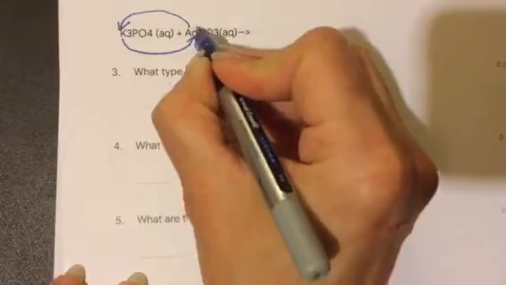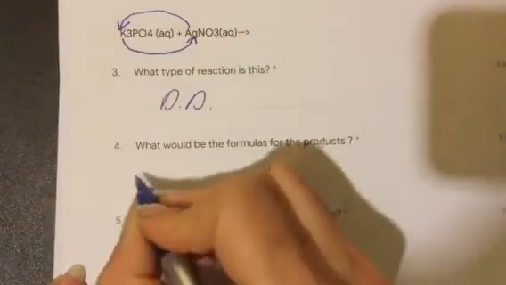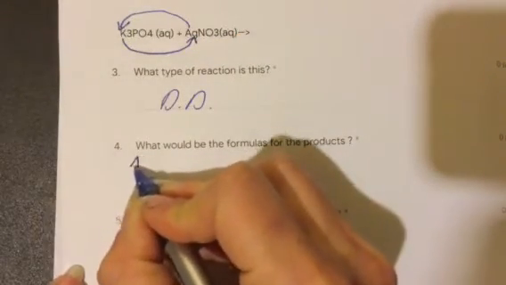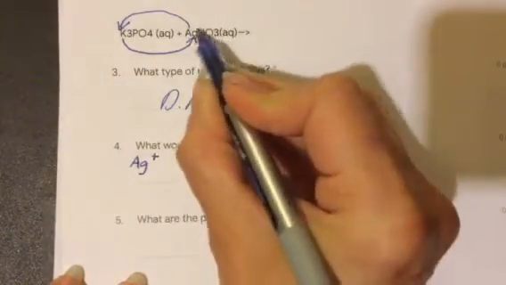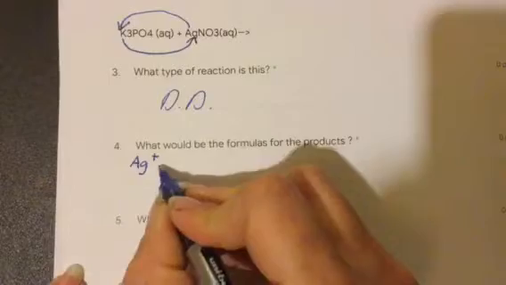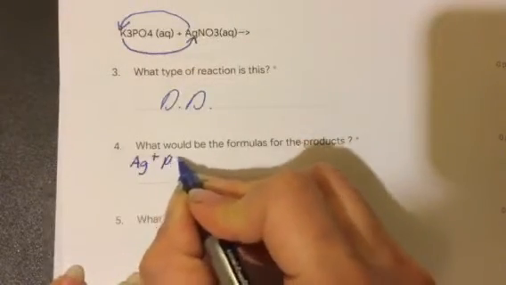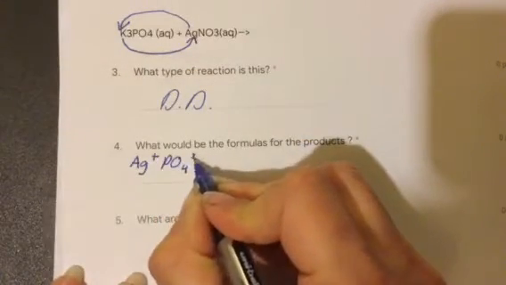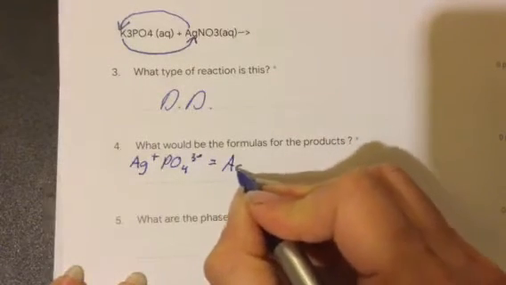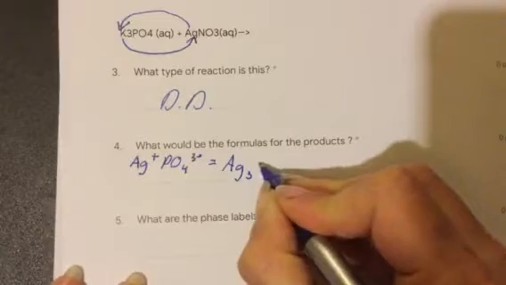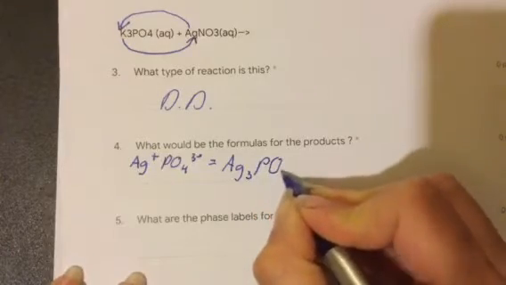I'm going to take the silver and put it over here with the phosphorus. So I'm going to have silver phosphate. Silver, remember, is an Ag+, and if you didn't know that, you could tell that from this compound up here. Okay, and phosphate is a PO4 3-, so that's going to be Ag3PO4.